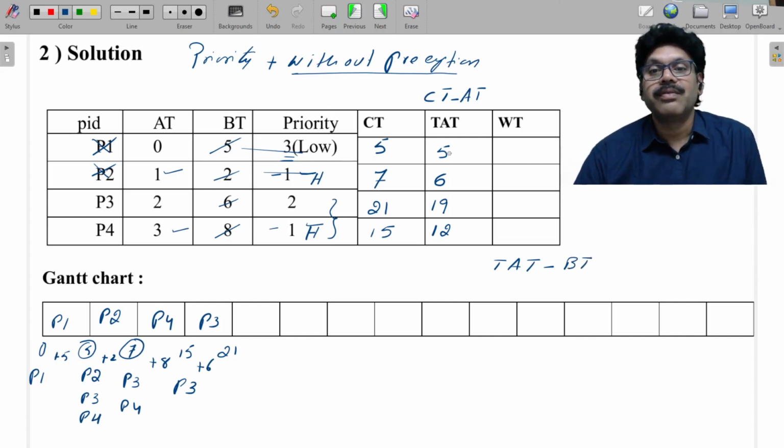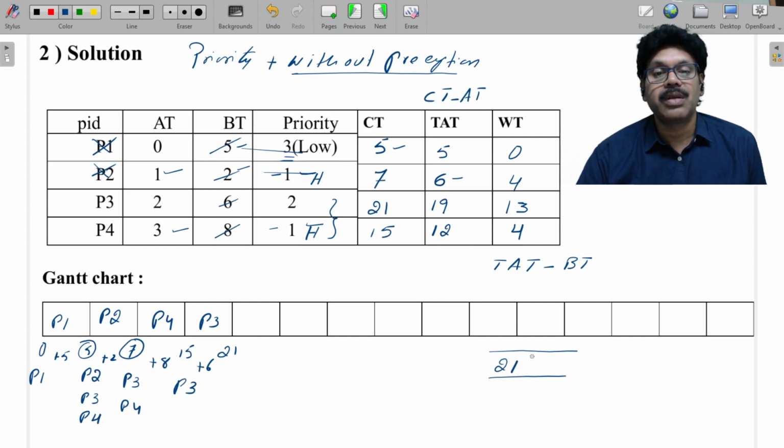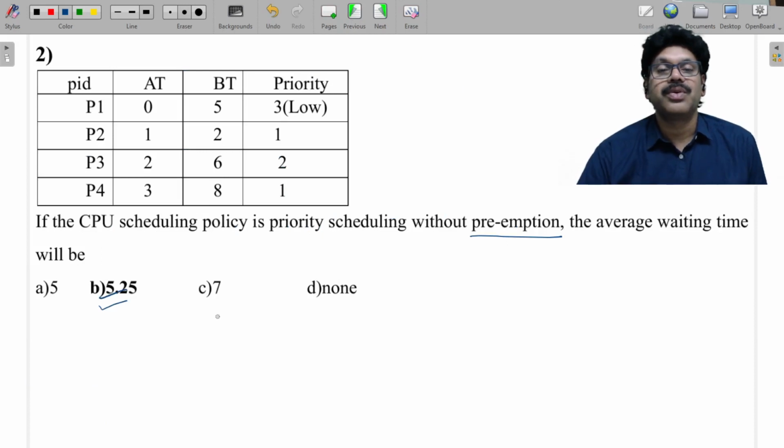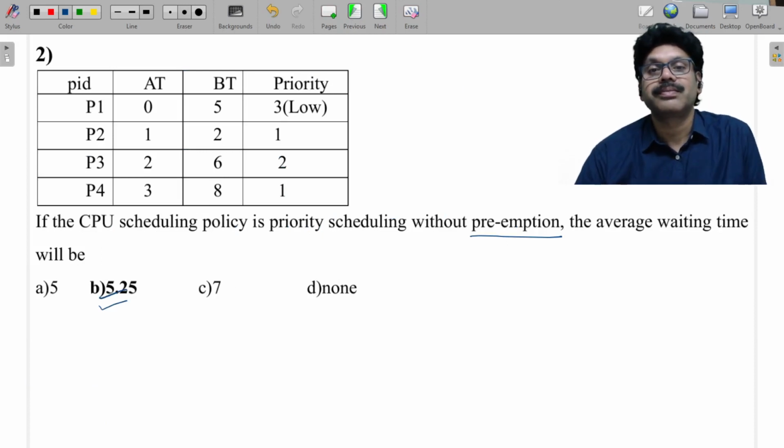So turnaround time 5 minus 5, it is 0. And 6 minus 2, it is a 4. And 19 minus 6, it is a 13. 12 minus 8, it is a 4. So just sum it. What is the sum of waiting time? 4 plus 13, 17 plus 4, 21 by how many processes? 4. So 21 by 4 is your answer.